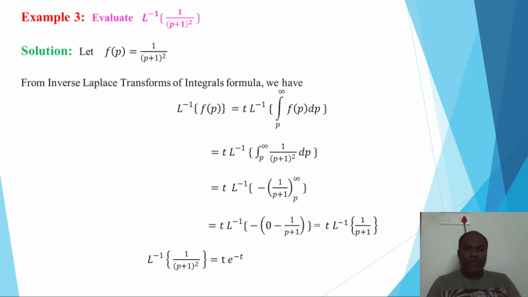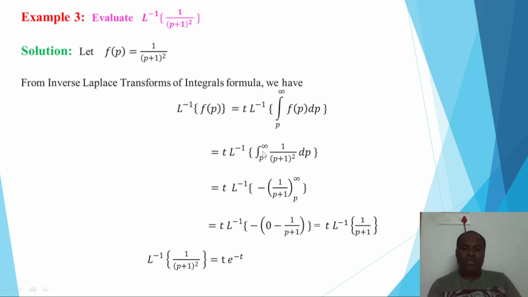Now we are going to explain a small problem, example 3: evaluate L inverse of 1 by (p plus 1) whole square. Here, one of the simplest forms, let f of p equal 1 by (p plus 1) whole square. We are directly taking f of p. From the inverse Laplace transforms of integral formula, we have L inverse of f of p is equal to t into L inverse of integral p to infinity f of p into dp. Substituting f of p, t into L inverse of integral p to infinity 1 by (p plus 1) whole square into dp.